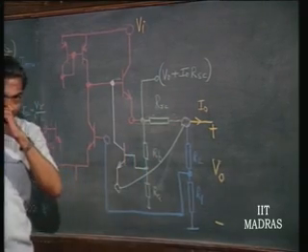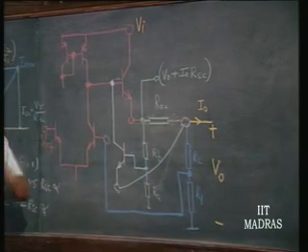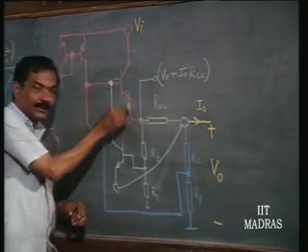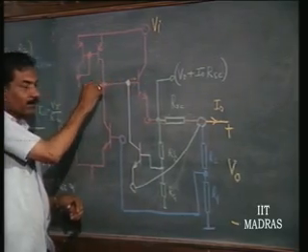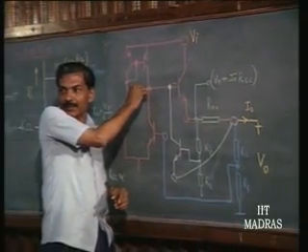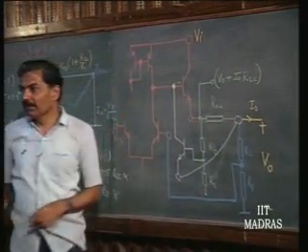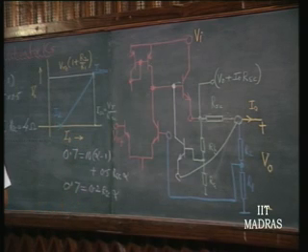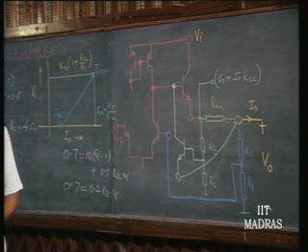So, when you evaluate output impedance without feedback, please note that even though this comes into the picture, this point is at a high impedance point, and that divided by beta is the one that normally fixes up the output impedance without feedback. Is that clear?